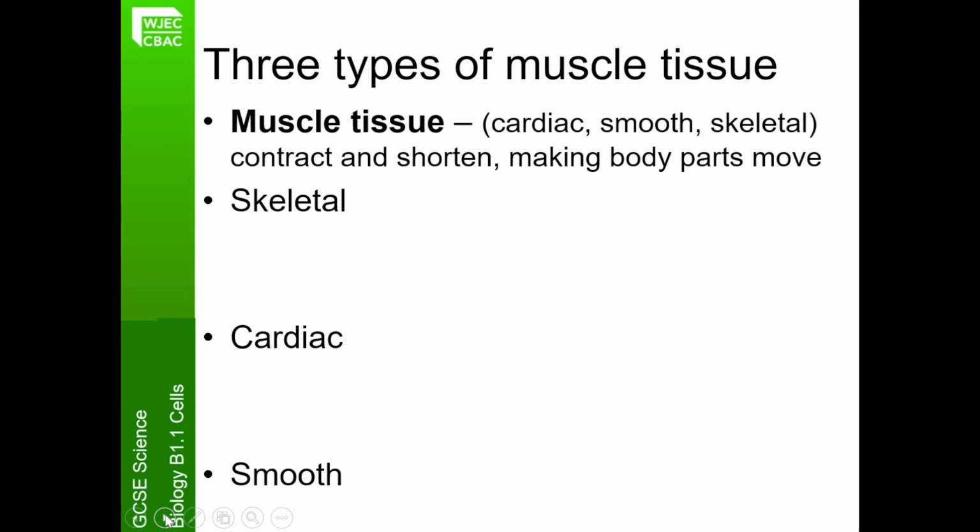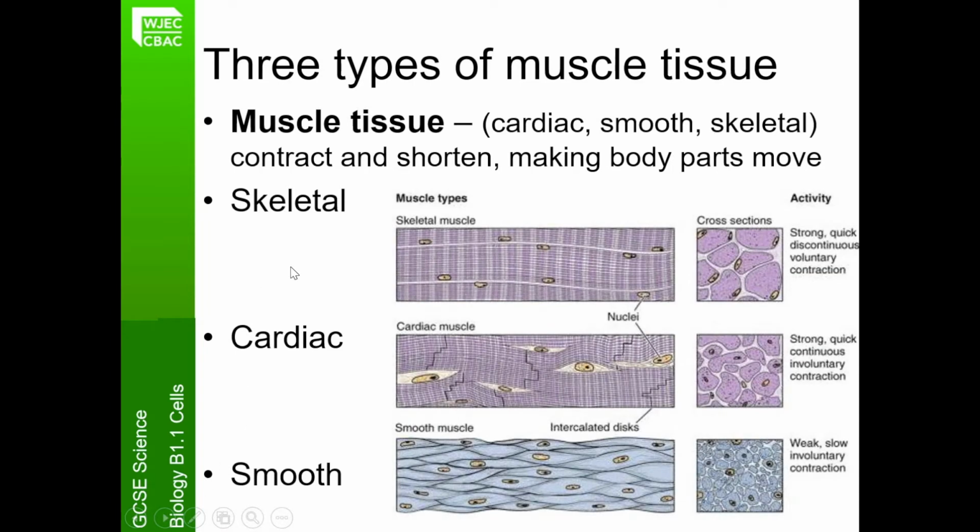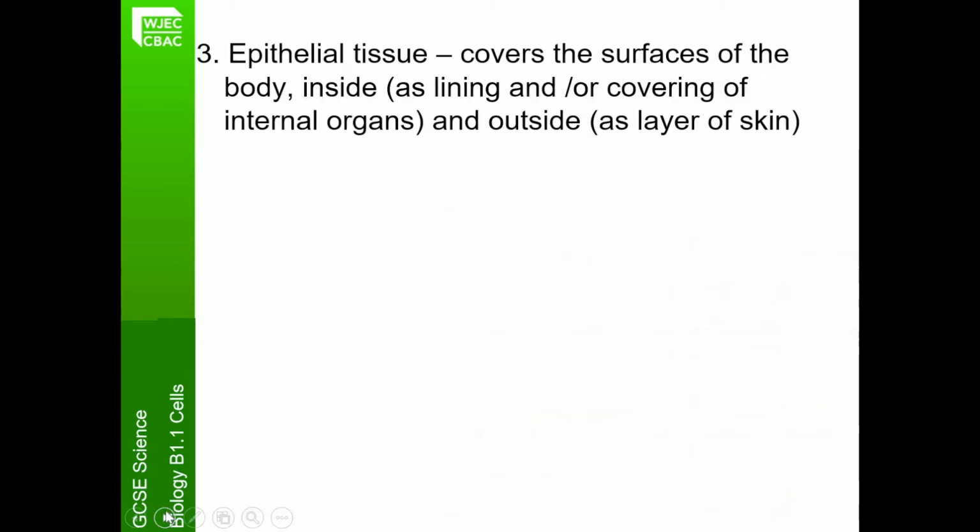There's muscle tissue, and of muscle tissue there are 3 different types. We have our skeletal muscle tissue, which we can see a diagram of what it looks like. We have our cardiac muscle, which is completely different. This muscle never gets tired. If it does, we're in big trouble. Cardiac muscle makes up our heart. It has strong, quick, continuous, involuntary contraction. Involuntary means that you don't make a choice about it. It happens automatically. Finally, there's smooth muscle. Smooth muscle is very weak, slow, involuntary contraction.